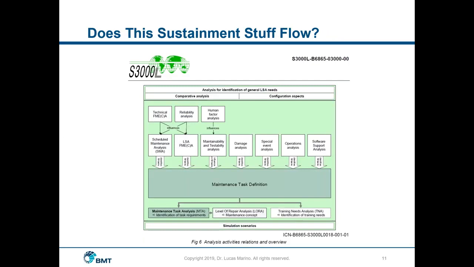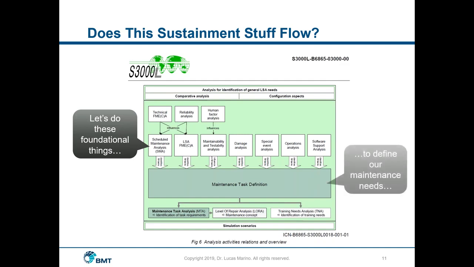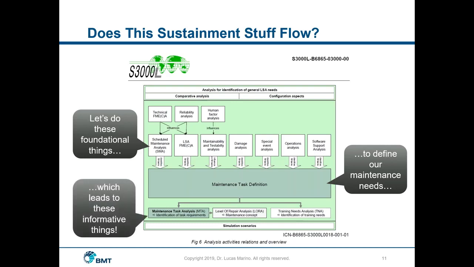So what does this all mean, right? Like, we have to do something with this. There's got to be some flow of analysis. If you look at the top of this table here, or this picture, you'll notice that we've got comparative analysis and configuration aspects, both kind of partnered here. And on the comparative analysis side, we start with the influential analyses, this technical FMECA, the reliability analysis. Human factors engineers will come in and make sure that the item is designed to support a human being's operation of the system. And then it gets down into these foundational elements, which are the logistics supportability analysis, FMECA, a maintainability and testability analysis, and so on and so forth.